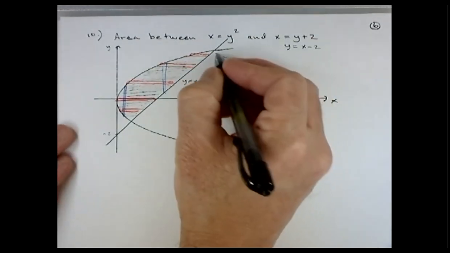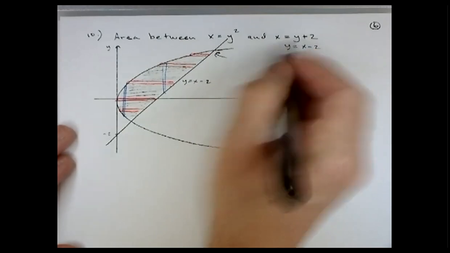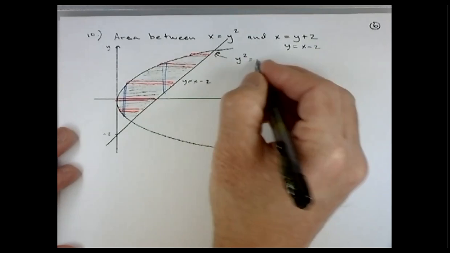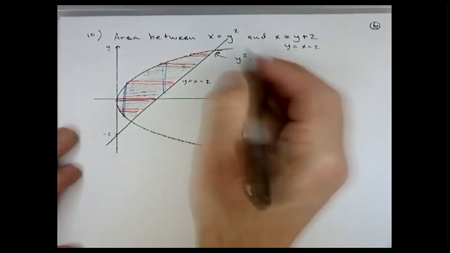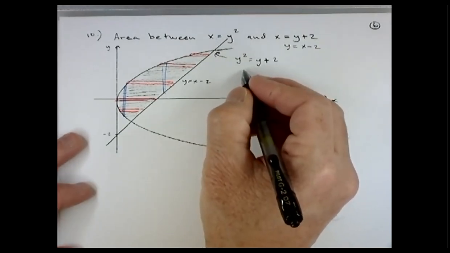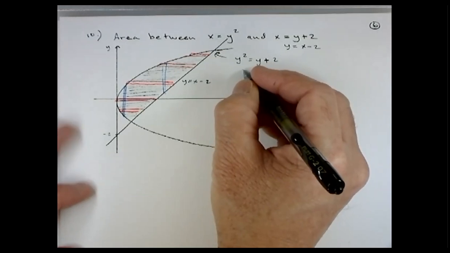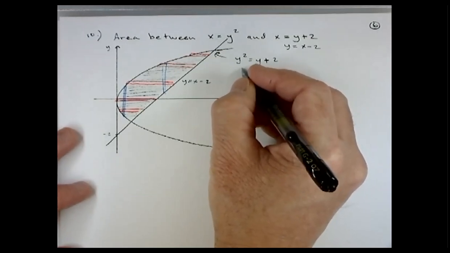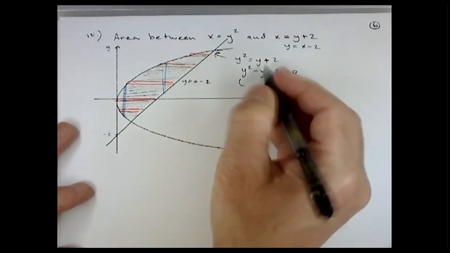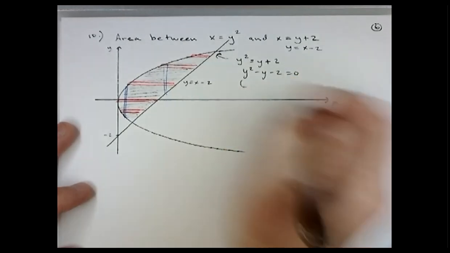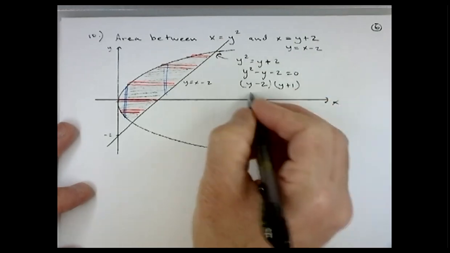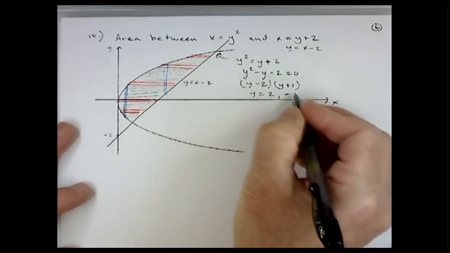We are going to have to find these intersection points here. Since they're both solved for x, maybe we'll just set them equal, and we need the y value anyhow, right? So let's just set y squared equal to y plus 2. I can already see the answer. Does everybody see it? So that gives me y equals 2 and -1.